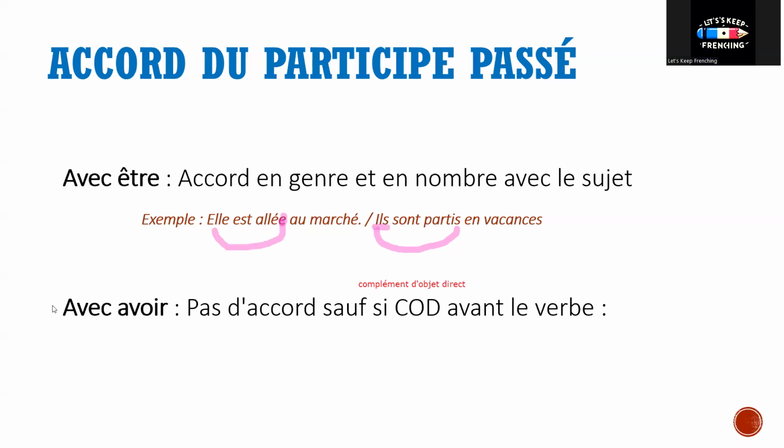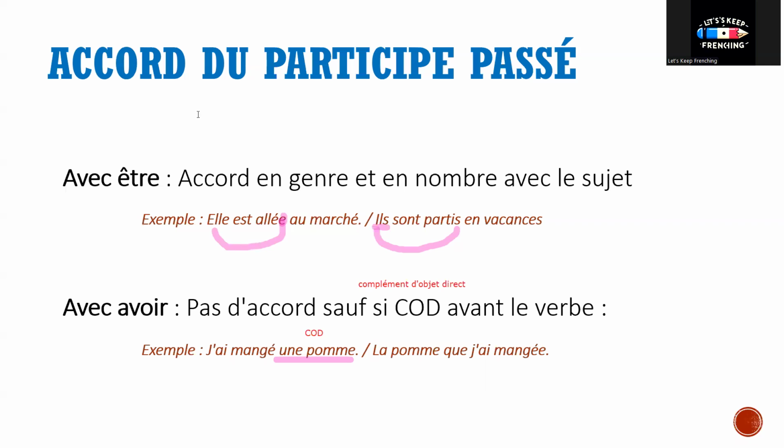Okay, let me repeat that. With avoir, the past participle doesn't agree at all, unless there is one case. And that case is when the complement or the direct complement is before the verb. For instance, j'ai mangé une pomme. So notice here, j'ai mangé une pomme. This is COD, complément d'objet direct. It is after the verb.